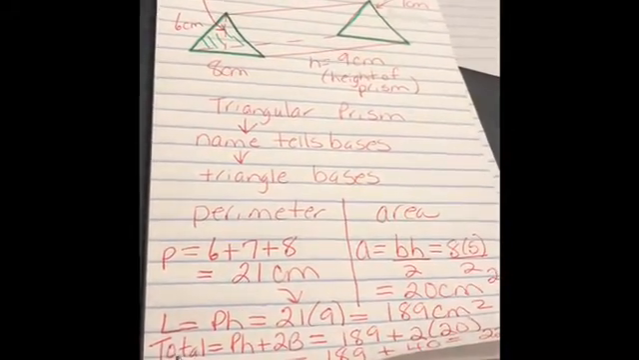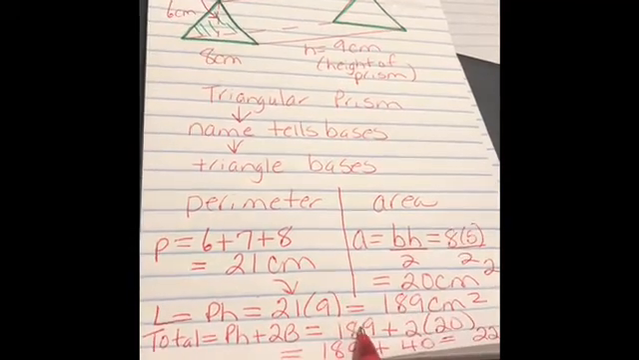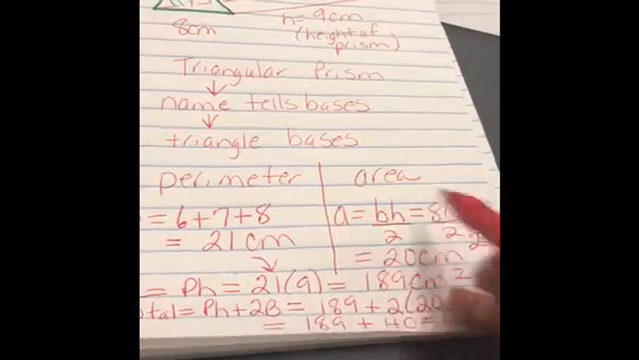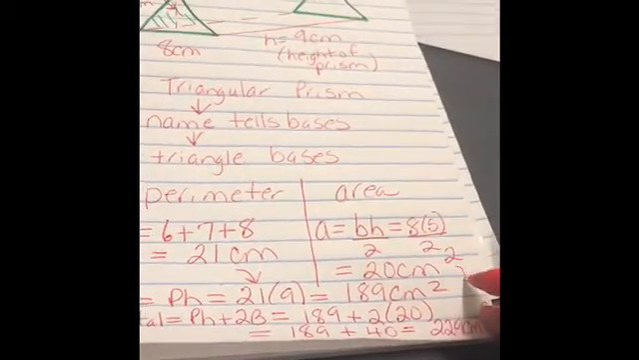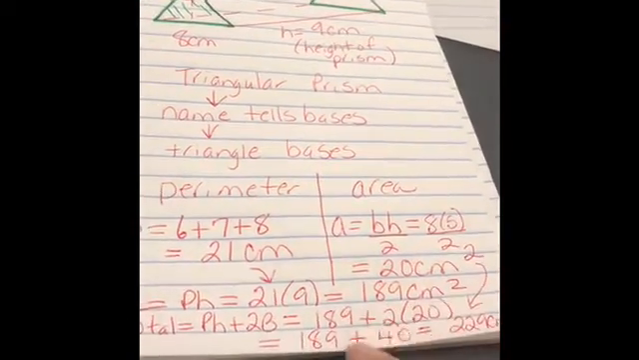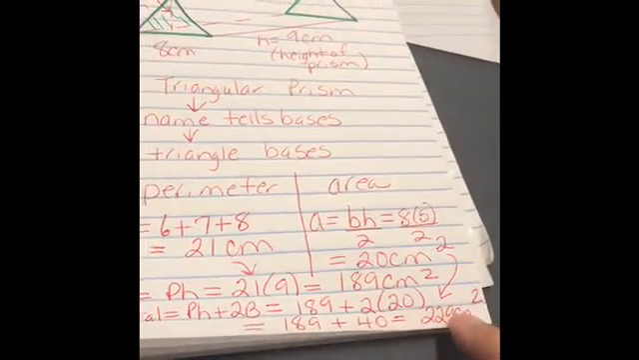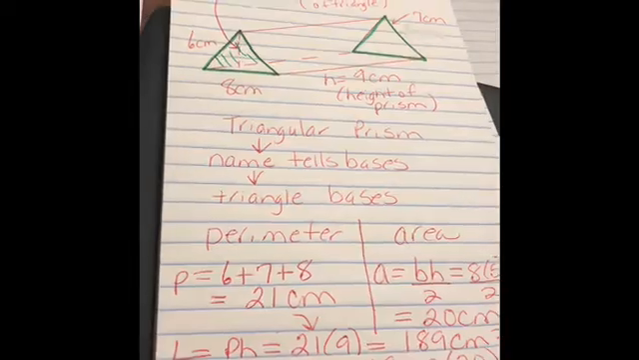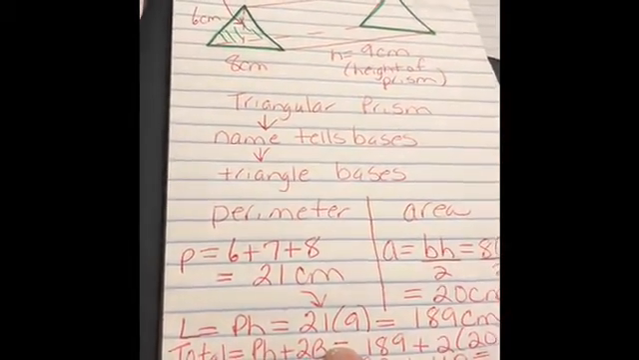And then if they want total, well, they just plug in the 189 for lateral plus 2 times the area of the base, which then comes from here. So you get 40 and 189 gives them 229. Since the other video didn't fit, I thought I'd try to draw it out first and then explain it. So hopefully that helps. Okay.